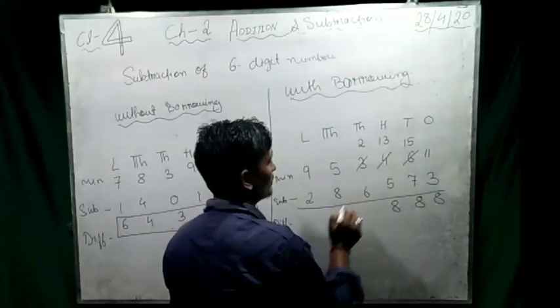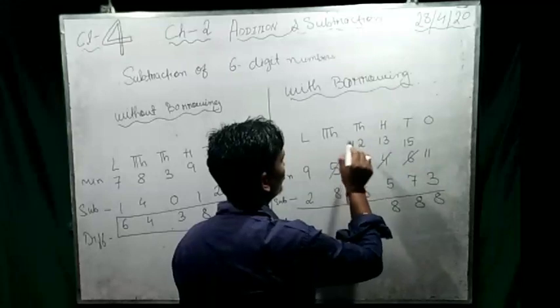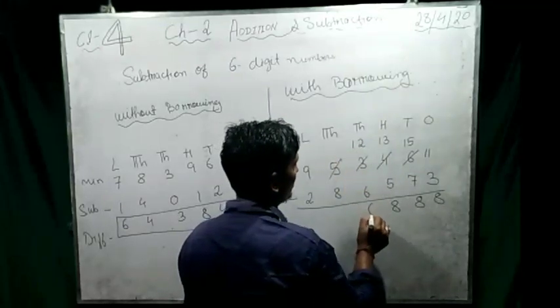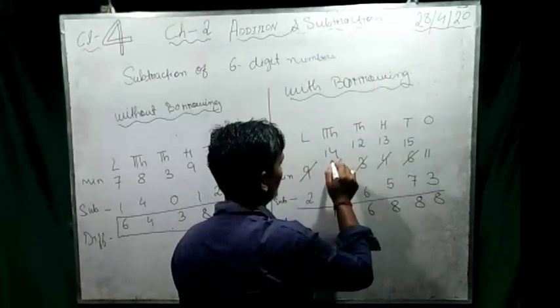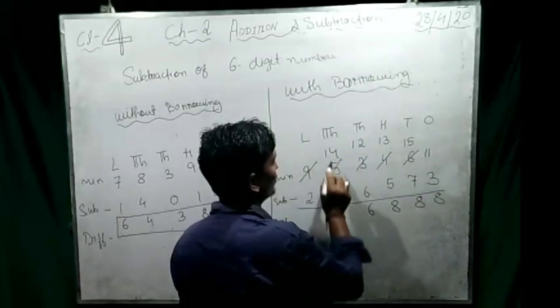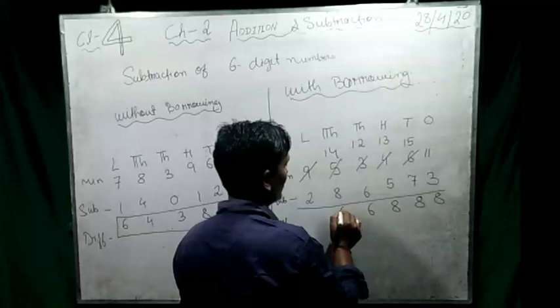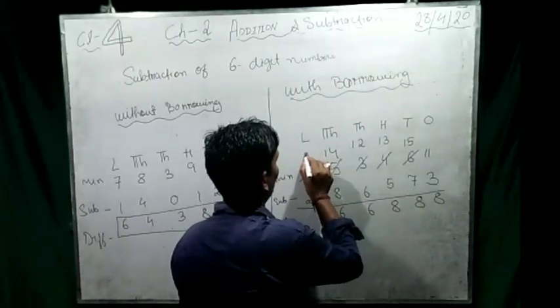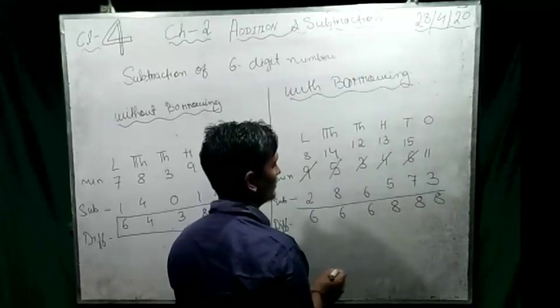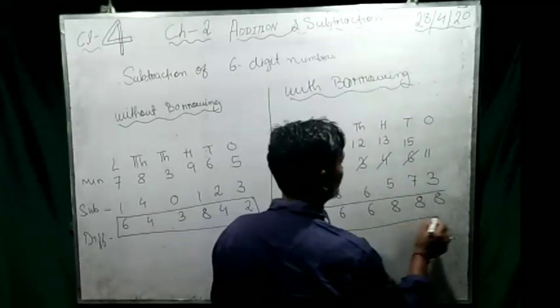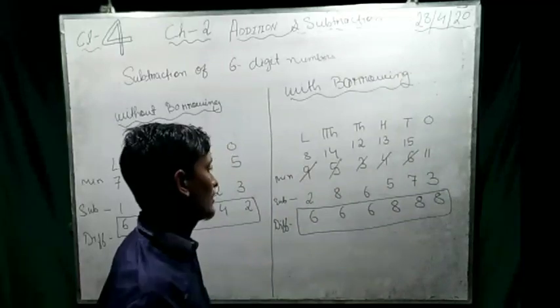Clear? So 2 minus 6 we can do? No. Again we have to borrow from here. So 12 minus 6 is 6. And here 4. Again we have to borrow, why? Because 4 is smaller than 8. So 14 minus 8 is 6. Then 8 minus 2 is 6. Clear? So this is our difference. Clear, student?